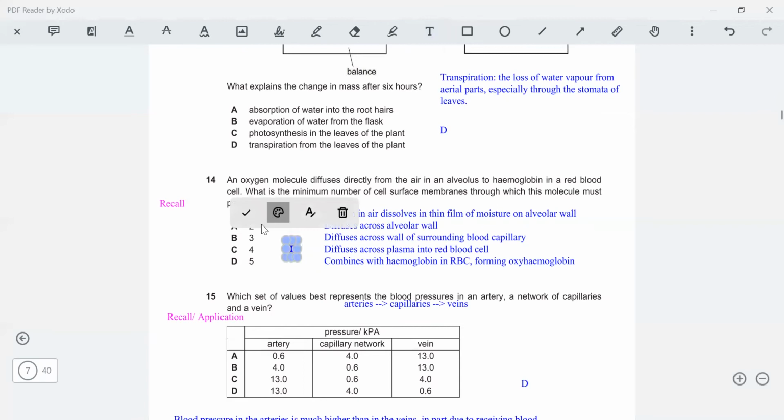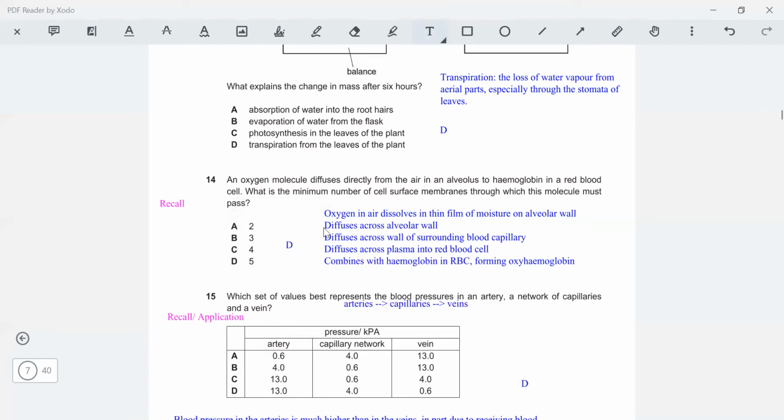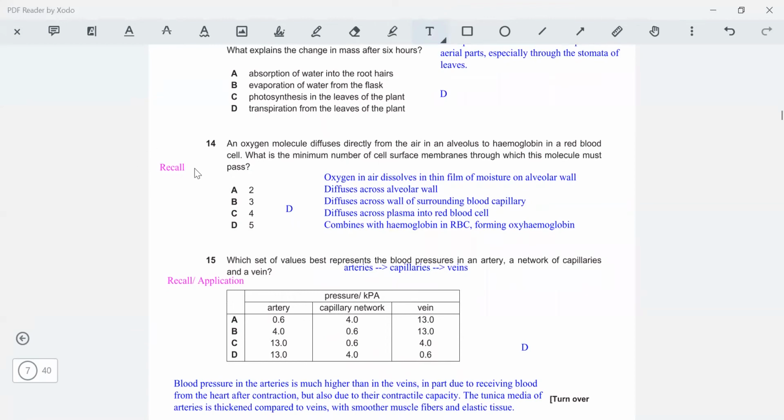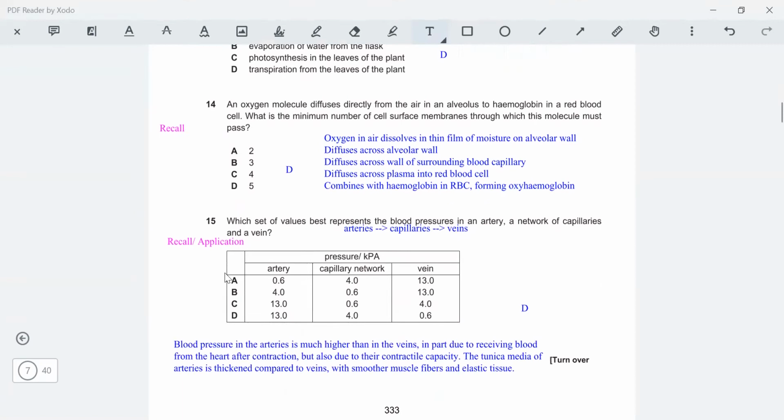The answer is D. This really requires you to write out the full process, so please do make sure that you know your information well. A lot of these questions are actually recall/application questions. So in order to get a bulk of the marks, you really do need to remember your information well.